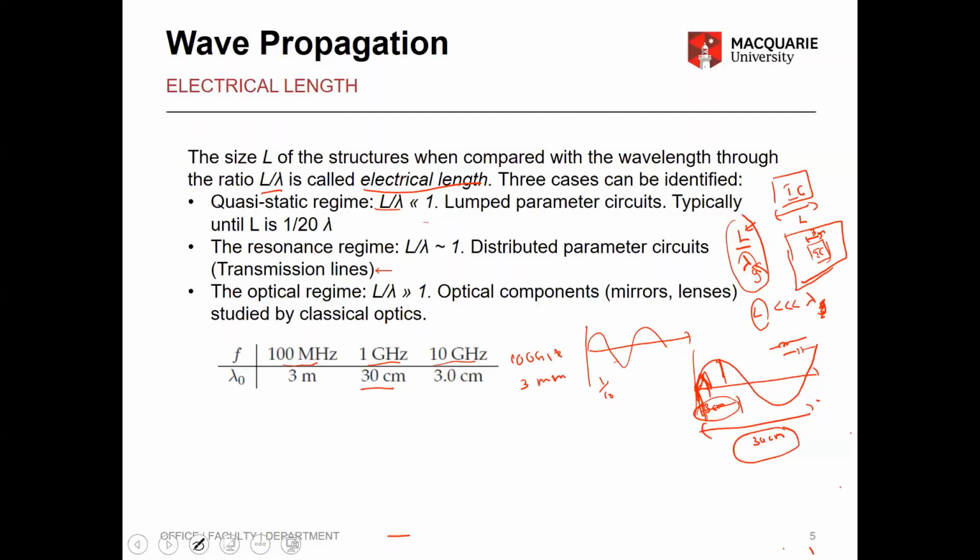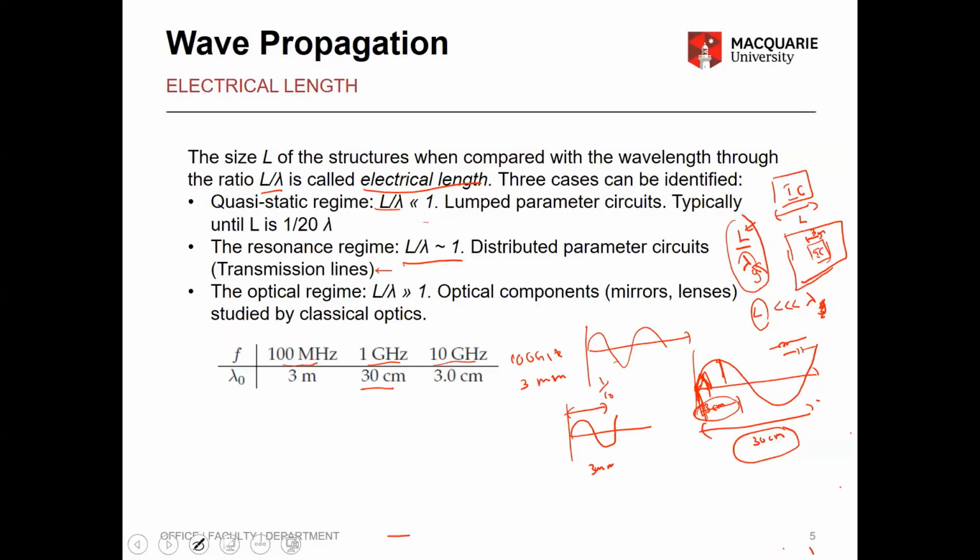Okay, so 3 millimeters. Now the IC is 3 millimeters, so the IC is as long as the wavelength. In that case, it becomes very comparable, like L over lambda equals 1. So we have to model it as a distributed parameter circuit, transmission lines, which we will learn in the next couple of slides.